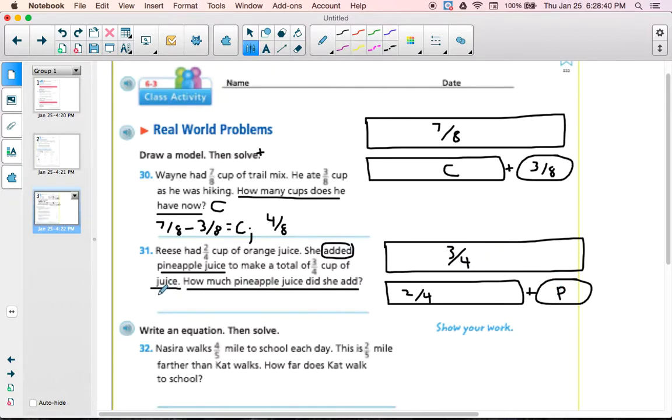So let's see if we can write an equation. If I take the total amount that she has, 3/4, if I subtract out using inverse operation the amount of orange juice that she had, that should tell me how much pineapple juice she used. 3/4 minus 2/4 equals 1/4. She added 1/4 cup of pineapple juice. Okay? 2/4 plus 1/4 gets me 3/4. All right.